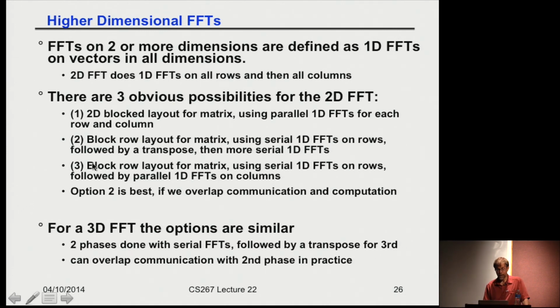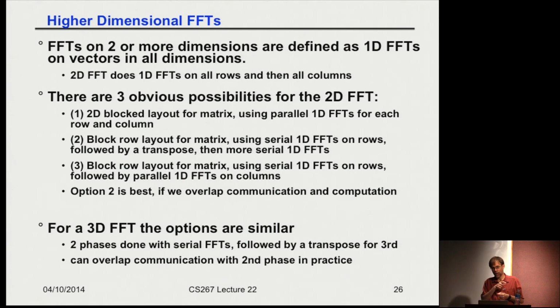So it turns out that of all these options, the middle one is the best, especially if I manage to overlap the communication and the computation. So I'm going to start with a row layout, do all independent FFTs, and then start transposing it while I'm still finishing other rows.